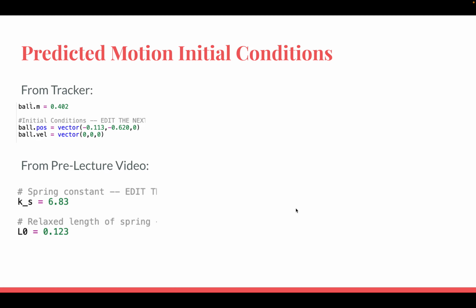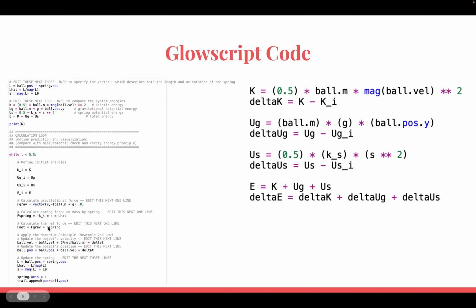So for the predicted motion initial conditions, from Tracker we already get the mass of the ball is 0.402, and the initial position is negative 0.113, negative 0.620, and 0, and then the ball velocity is 0 at the start. From the pre-lecture video, because I used the pre-lecture video in my lab, I got the spring constant equal to 6.83 and the relaxed length equal to 0.123. So here's my GlowScript code.